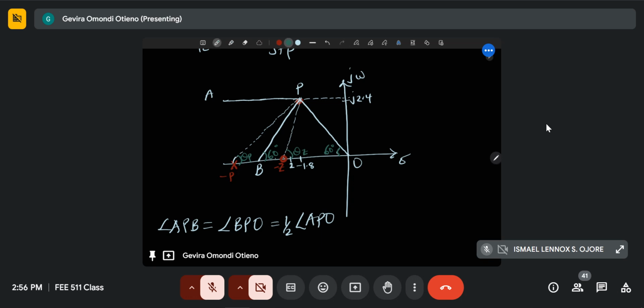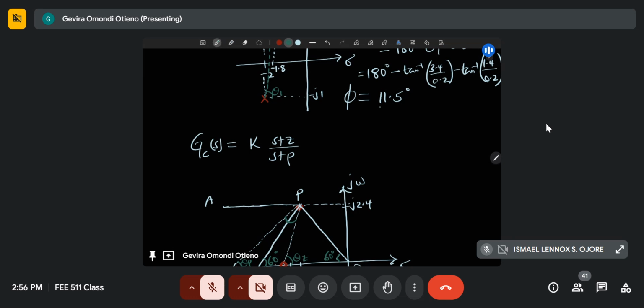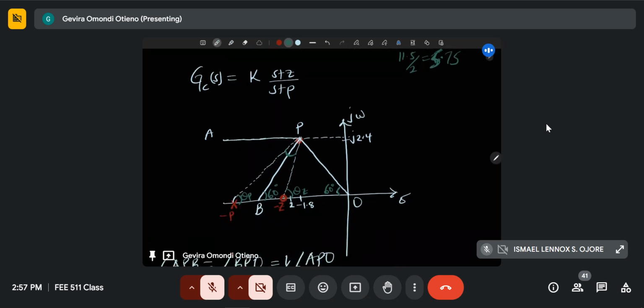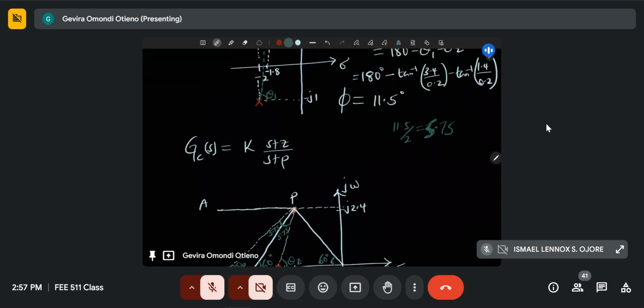Then you can proceed from there, because remember, this angle here, our angle was 11.5 degrees. So if I divide that by 2, 11.5 divided by 2, I should get 6 point, is it even 6? It's 5.75. So this angle here should be 5.75. This one should also be 5.75, so that the total angle between the pole and the zero is 11.5 degrees.